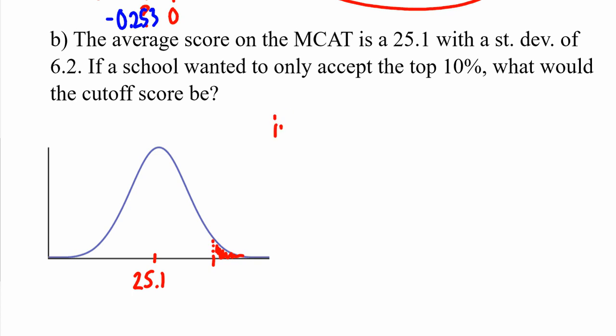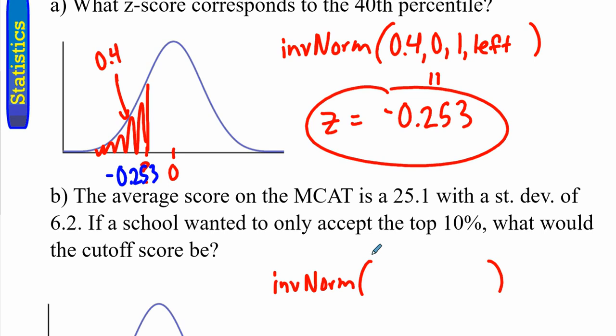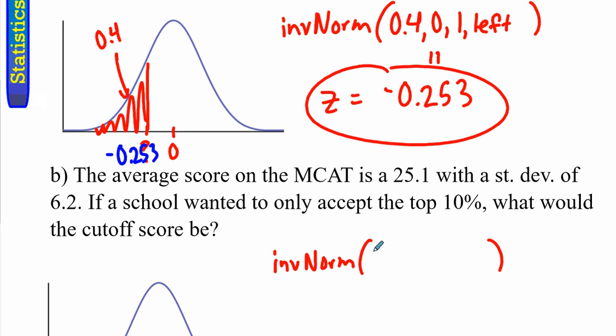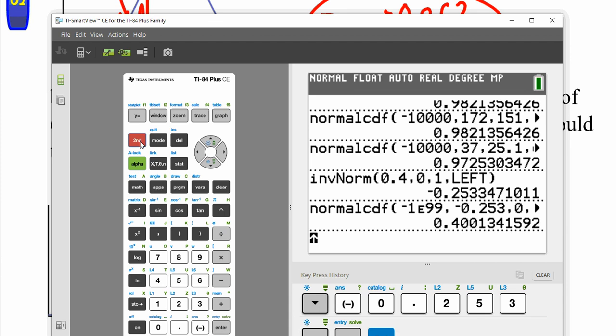So we're going to do inverse norm. And what things are we going to have to input? Well, I can use this top part as a guide. If I want the top 10%, I could do 0.1. I need to give it the average, which was 25.1. Standard deviation 6.2. And if I want the top 10%, I would need to tell it right. Realize you could do this as 0.9 here and then do left, and it would return the same value. But let's just do one of them for time.